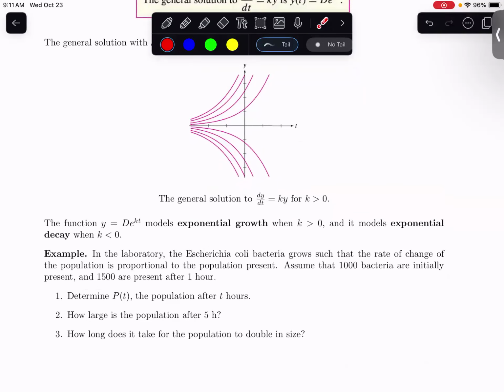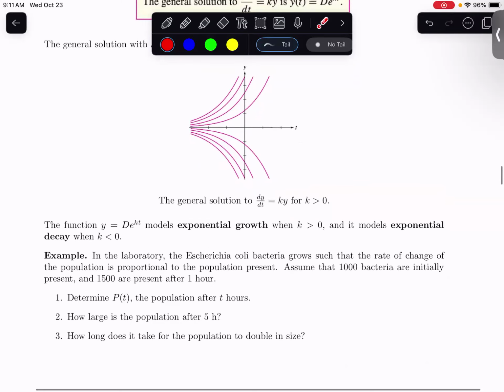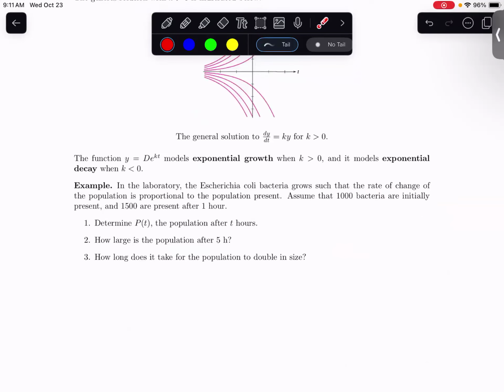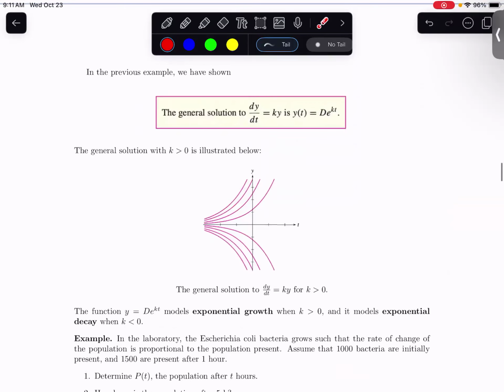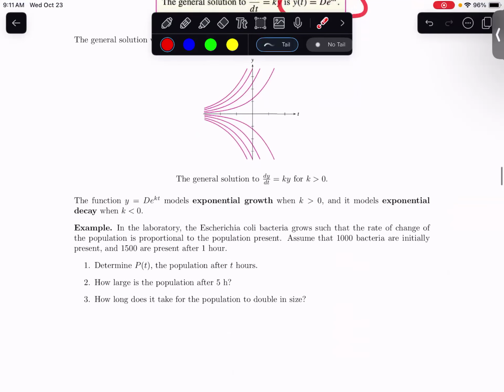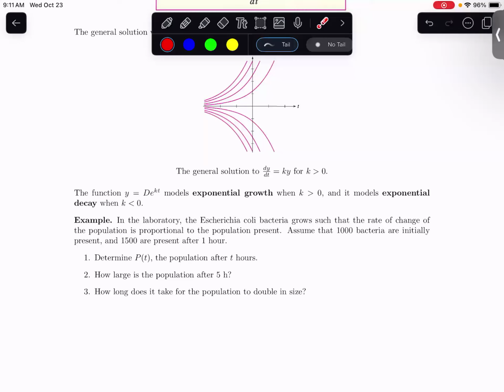And so as I was saying before, when k is greater than 0, that means that the function y equal to d times e to the kt models exponential growth. And if we have that k is less than 0, it means that we have exponential decay. Okay, and so let's go through a couple of examples where we utilize this general solution to the differential equation. So for this next example, we have a number of different things that it wants us to solve.